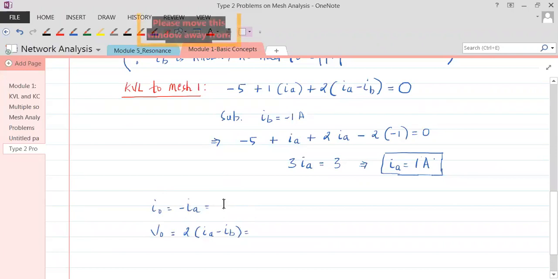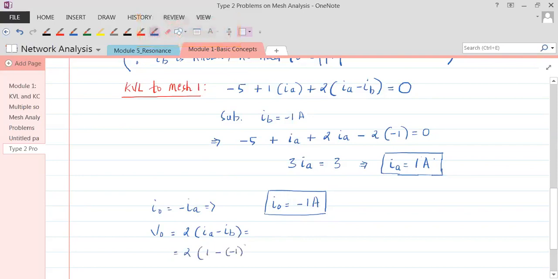So I0 is minus IA. That means this implies that our I0 is minus 1 amp. Is this okay? So I0 is minus 1 amp. And V0 is what? V0 is 2 into 1 minus of minus 1. Is this okay with you, everybody? So therefore, our V0 would be 2 to the 4. It's 4 volts. Is this okay, everybody?